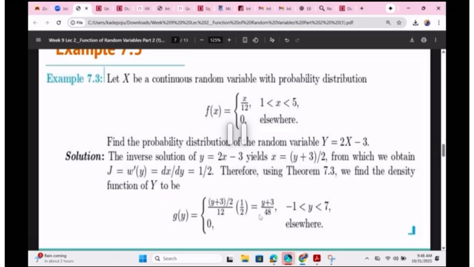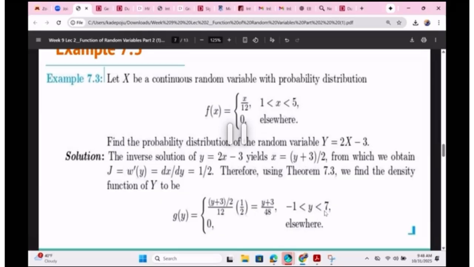This is g of y. When I have g of y, I need to determine the state space for y. Initially, you were given the state space for x. I'm going to make use of that to get the state space for y. Plug in 1: 2 times 1 is 2, 2 minus 3 would be negative 1. Plug in 5: 2 times 5 is 10, 10 minus 3 is 7. Therefore, g of y is that, and y lies between negative 1 and 7. Done.